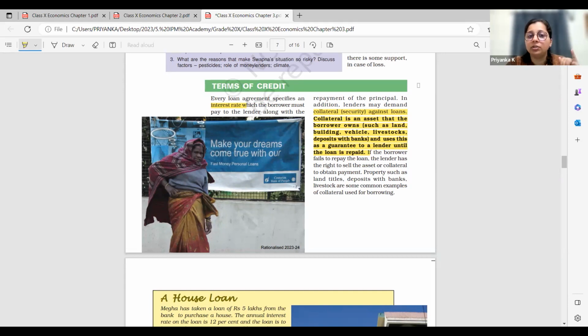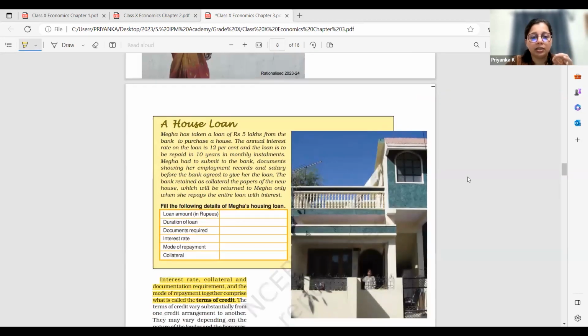So terms of credit include the interest rate which the borrower has to pay. The second one is the collateral. Yeah, somebody was writing, I was reading, Maithili: no owned lands and properties or assets. Yeah, I'll come to that. So collateral is an asset. Collaterals are necessary. And the third thing is that there needs to be documentation also.